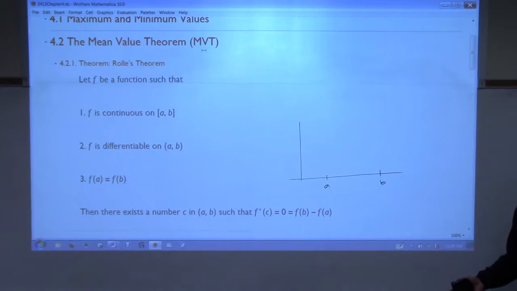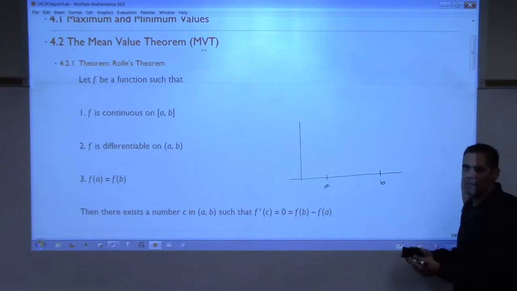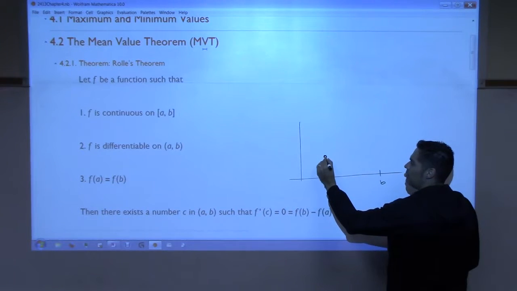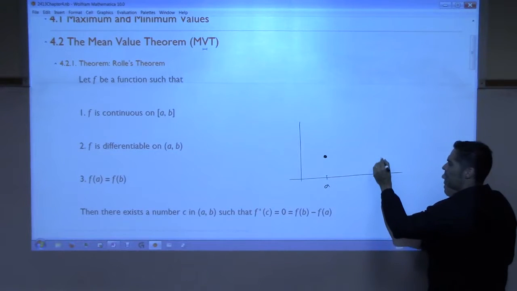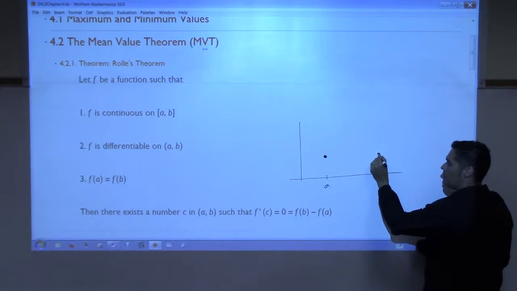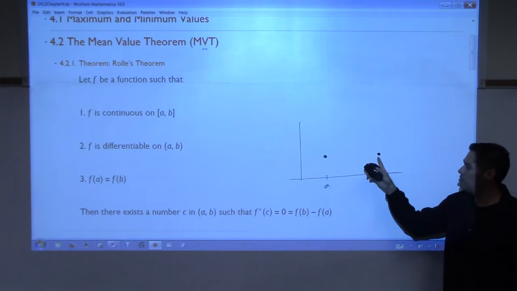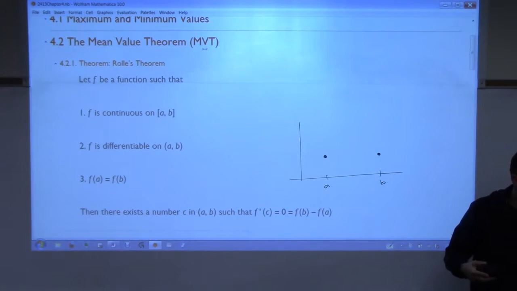The y values have to be the same. So I'm going to just draw kind of a makeup function here. Let's say at a, here's the value, right? And then let's say at b, it would have to be the same thing. And in between there, I have to be able to connect these two dots together with a continuous function.